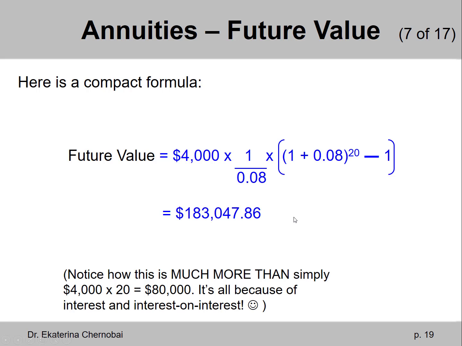$183,047.86. Notice how this is significantly more than simply taking $4,000 and multiplying by 20, which is $80,000. It's over $100,000 more than $80,000. Why is that? Interest. Interest, interest on interest, interest on interest and interest, and so on. So the extra $103,047.86 is pure interest, nothing else. Interest that you get from the bank.